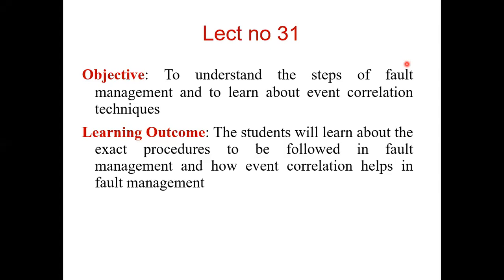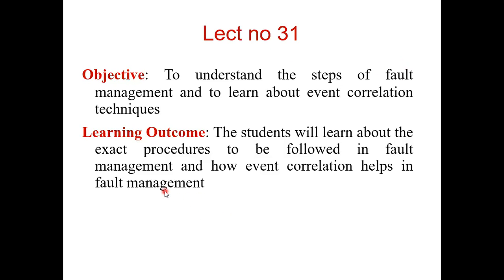Okay, so the learning outcome from the above objective is that you will learn about the exact procedures to be followed in fault management. See, they will not teach you that if this fault has happened, you will do this and this. Okay, these are the procedures that you can follow, the probable procedures. There are certain steps which we had seen. So you will learn that, and how event correlation will help in fault management.